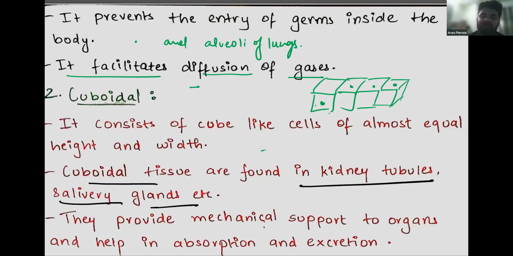They provide mechanical support. One of the main functions of epithelial tissue is to provide support. So which tissue provides support to the organ? Epithelial tissue. And it helps in absorption and excretion. Absorption means the food that is being absorbed, and it also helps in excretion. Excretion means removal of waste products. So note it down, cuboidal.